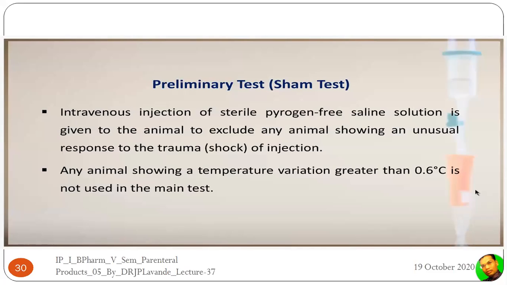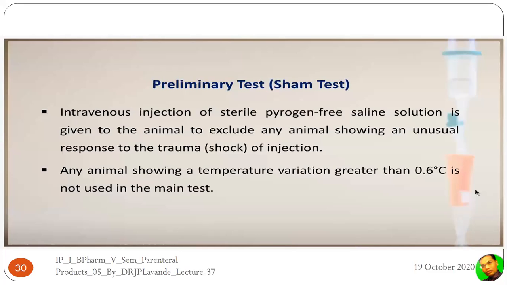So we inject an intravenous injection of sterile pyrogen-free saline solution into the animal. Note that this is the sham test, and here we are not giving the product directly, but sterile pyrogen-free saline solution, to exclude any animal that shows an unusual response to the trauma or shock of the injection.